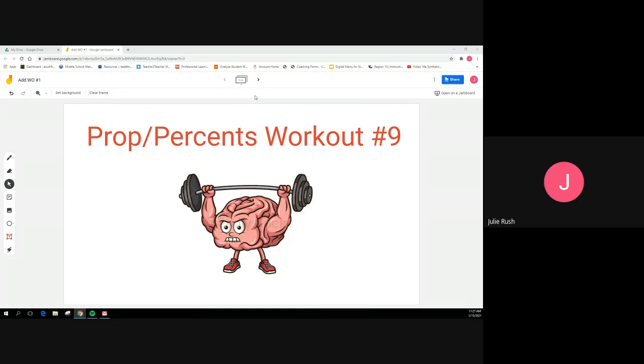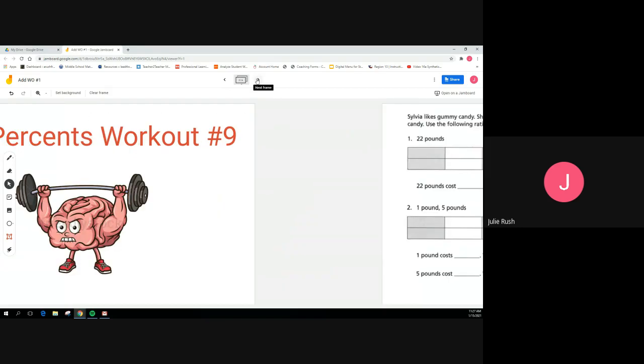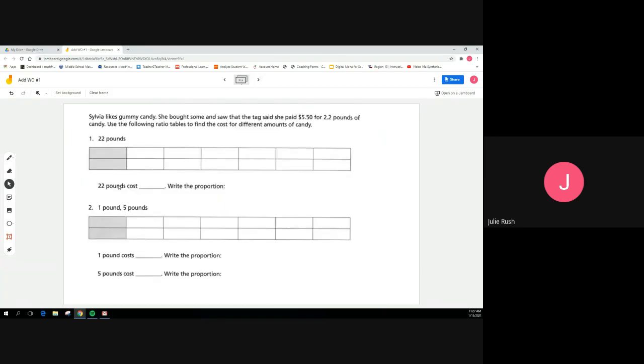Hi, it's time for our proportion and percents workout number 9. Today's problem says that Sylvia likes gummy candy. She bought some and saw that the tag said she paid $5.50 for 2.2 pounds of candy. Use the following ratio tables to find the cost for different amounts of candies.